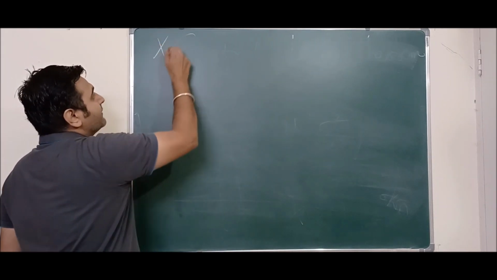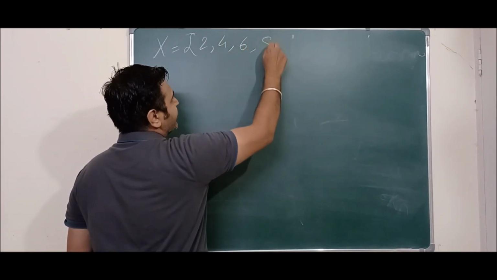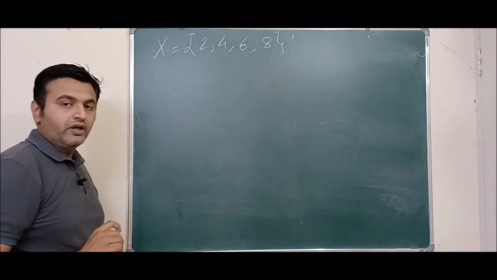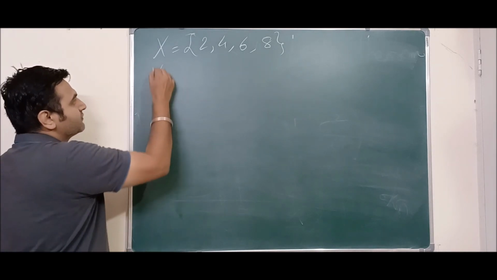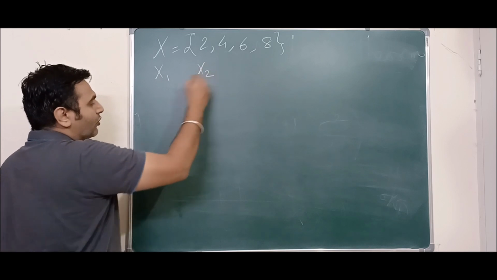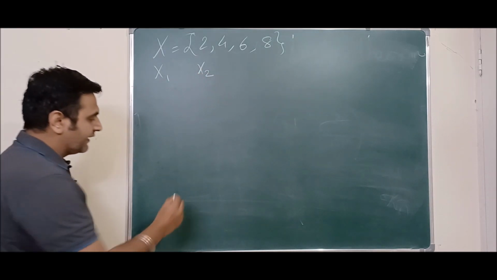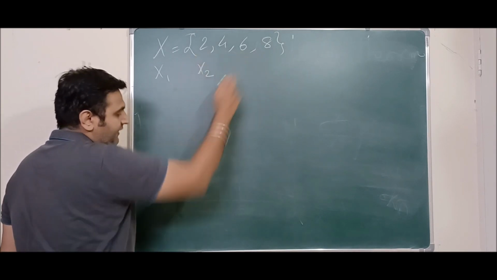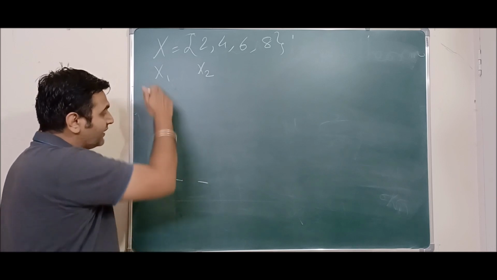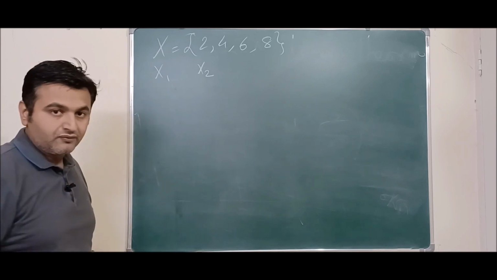Suppose your random variable x is taking the values 2, 4, 6, 8. Now you take a sample of size 2. Let me call these x1 and x2. You take all possible samples of size 2. So how many will there be? x1 has 4 possibilities and x2 has 4 possibilities, so in total you will have 16 samples. So you write down all 16 samples of size 2.